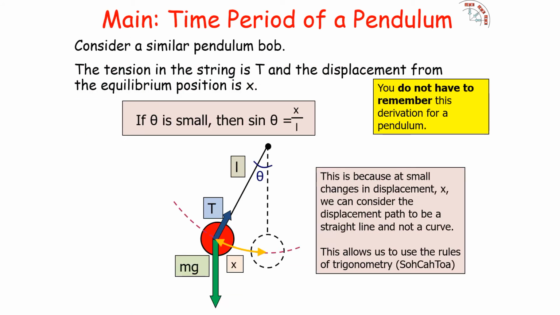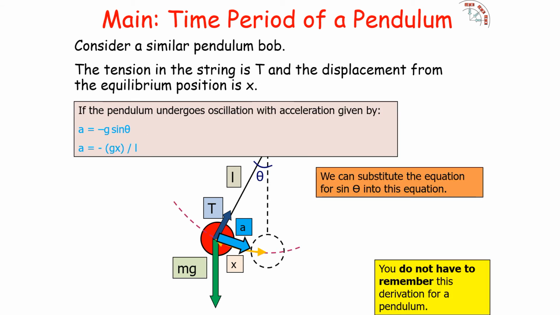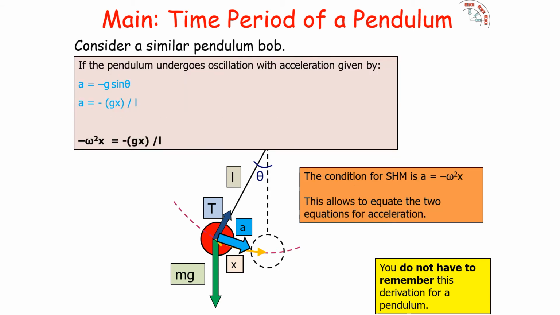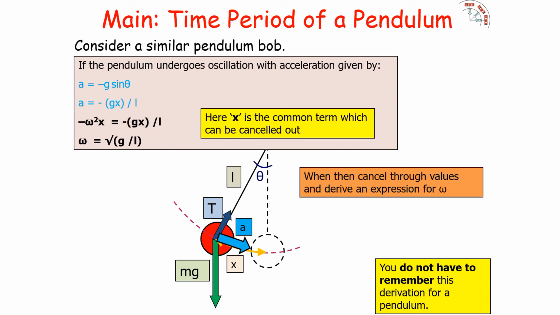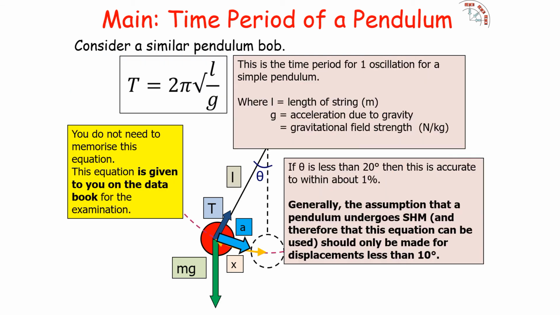So if theta is small, we can use our right angle triangle to say that sine theta is equal to x over L, and we know A is equal to minus g sine theta. So we can substitute that into the equation and say A is equal to minus gx over L. So we also know that minus omega squared x is equal to minus gx over L as a simple harmonic motion. The x term cancels out to give us an equation for omega, and therefore we can turn that into T by saying omega is equal to 2 pi over T. So we also know that T is equal to 2 pi times the square root of L over g, where L is the length of the string and g is the acceleration due to gravity or the gravitational field strength. But this only works when theta is 20 degrees or less, ideally 10 degrees or less.